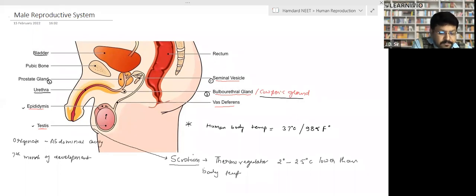Last point, the penis passes sperm from man's body to the vagina of woman's body for reproduction. Full stop.